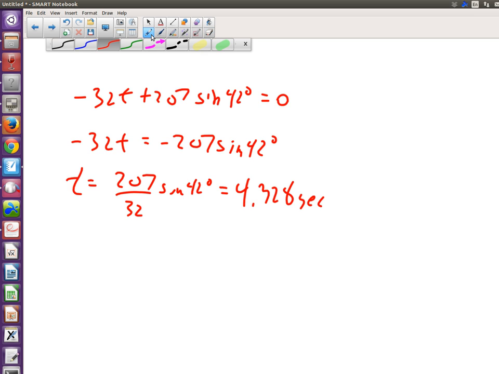What does this one say? This is part C on the packet, 1C on the first page. Okay. So that's when it attains the maximum height. So how do you figure out the maximum height? Plug it into the y component, right?